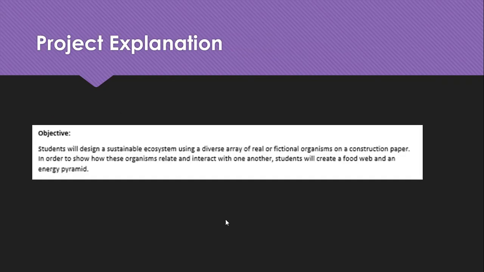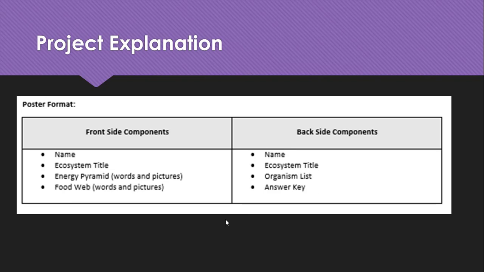So let's talk about our project a little bit. The objectives: students will design a sustainable ecosystem using a diverse array of real or fictional organisms on construction paper. In order to show how these organisms relate and interact with one another, students will create a food web and an energy pyramid. On the front of their project, they'll have their name and the name of their ecosystem. They'll have an energy pyramid in words and pictures, and a food web in words and pictures. On the back, they'll have their name again, what their ecosystem is called, a list of all the organisms that are included, and an answer key, which I'll get into a little bit later when we look at the exemplar.